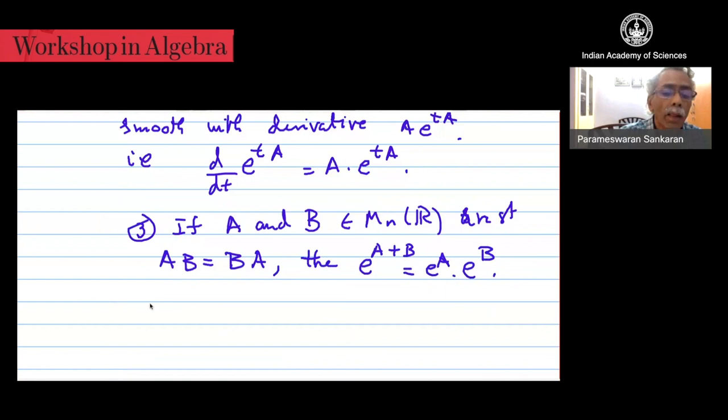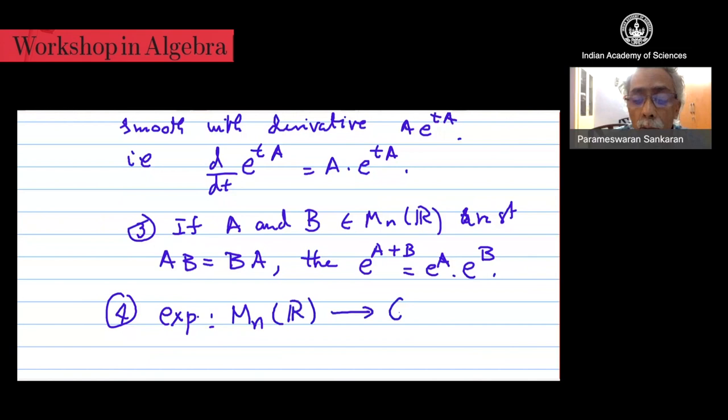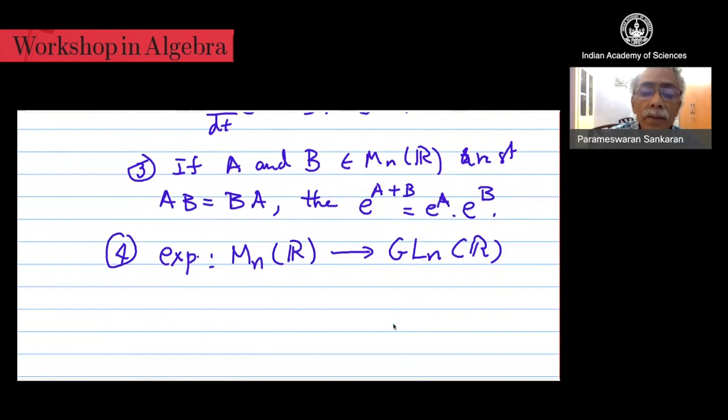And fourth, e power exponentiation, I write in this way, takes values from Mn of R into actually the general linear group GLn of R. So this is the space of all invertible matrices. Okay, why is that? In fact, what is e power A whole inverse? I'm saying it is invertible. Then what is the inverse? This is just e power minus A.